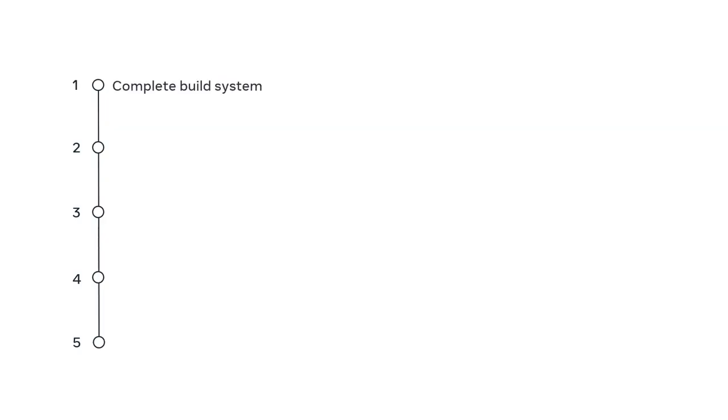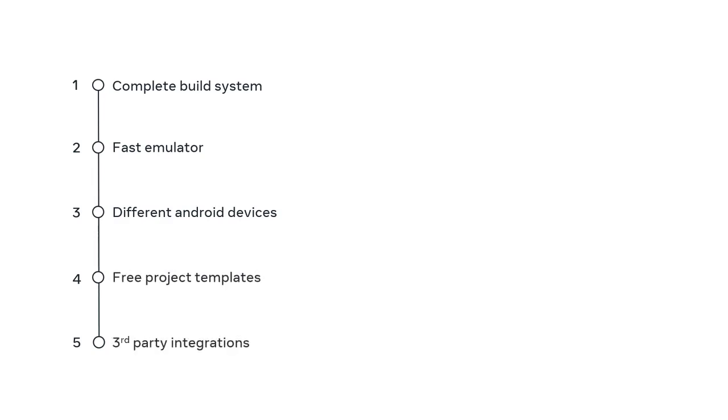Before outlining the functionalities of Android Studio, let's take a moment to explore some of its key features. These include a complete build system, which will allow you to compile and build your Android app, a fast emulator that simulates Android devices on your computer for testing your apps on different devices, the ability to build apps for different types of Android devices, free project templates for quick development, and support for third-party integrations.